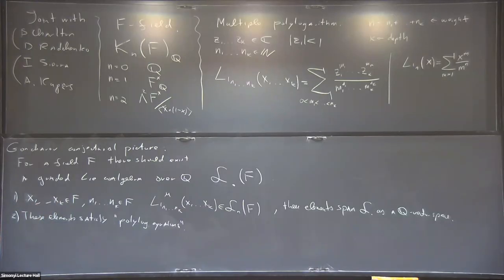But the third condition is that, since I said it's a Lie algebra, there should be a formula for the cobracket. So the cobracket of this multiple polylogarithm element.